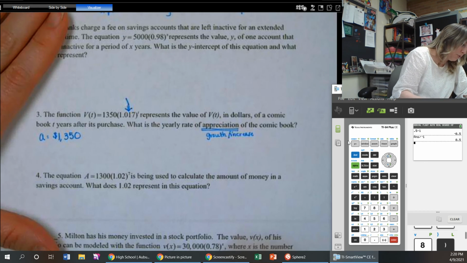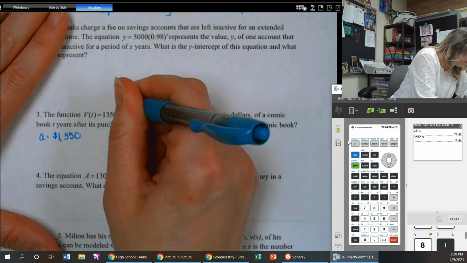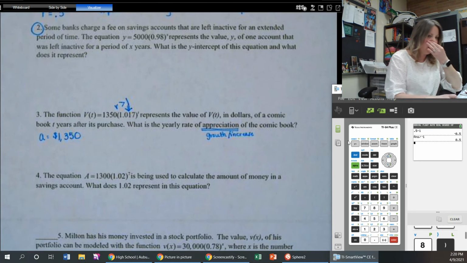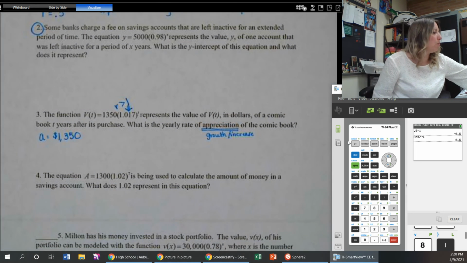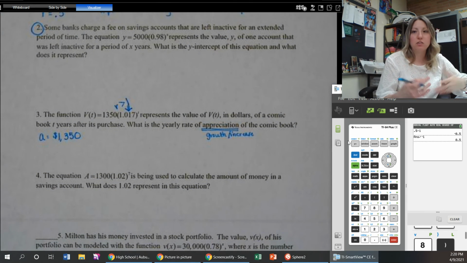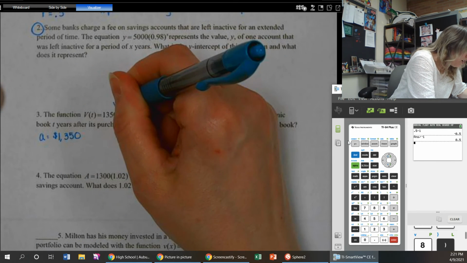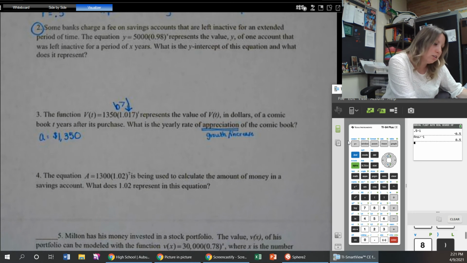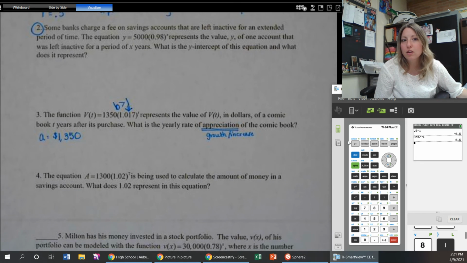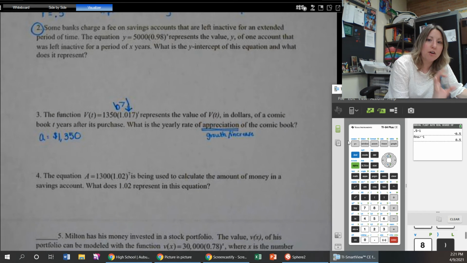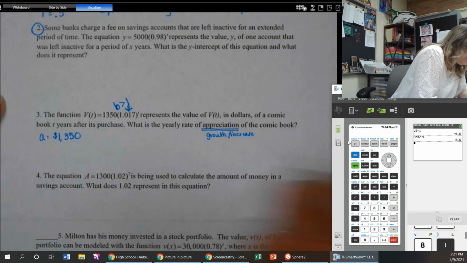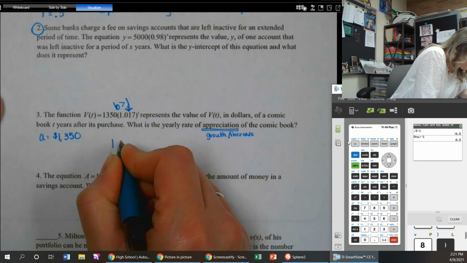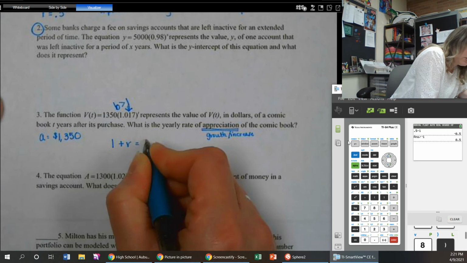How about I read left to right like a human? The rate is greater than 1. So because of that, the base is greater than 1. Let's call that a base. So because the base is greater than 1, I know this is growth or increase or appreciation. So now how do I figure out what that rate is? It just says what's the yearly rate, so it doesn't mean it has to be in percent, right? So I take this rate, I take 1 plus R equals this rate.